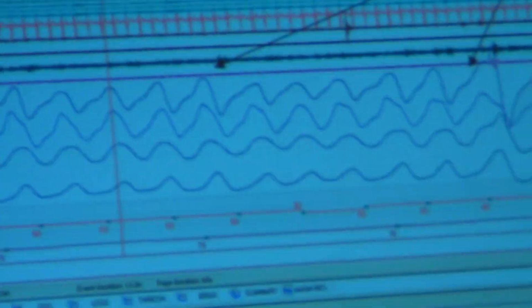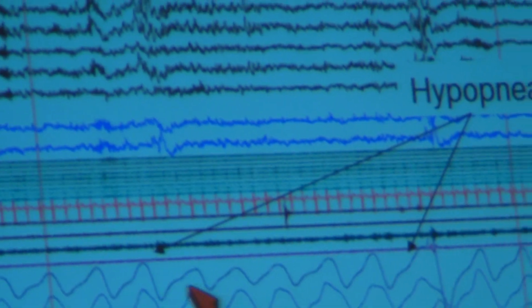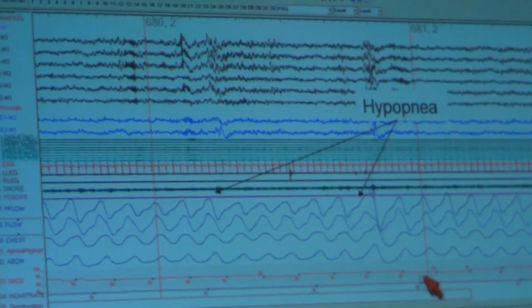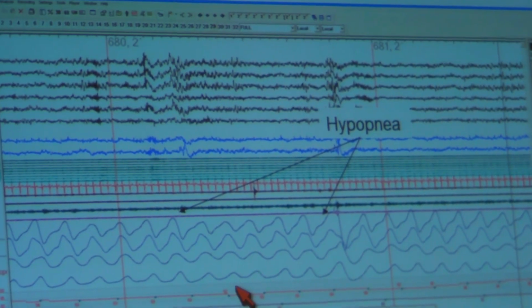So let me show you some examples. Pictures speak more than 1,000 words. Here's a patient, the saturation was between 92 to 94%, and here's a decrease in airflow, with two methods of looking at flow, and here's the arousal. So we would call that a hypopnea, but there's no significant desaturation.